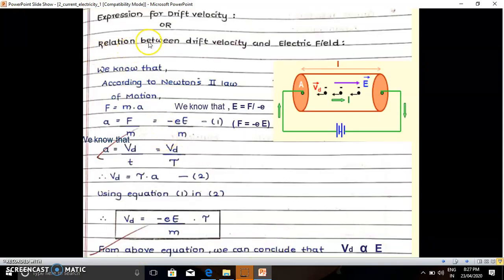Now the most important relation, this may come for 3 to 2 marks in the board examination: the relation between drift velocity and electric field, or the expression for drift velocity. The question may be asked in either type. So if you see the same figure, we know that according to Newton's second law of motion, force is equal to mass into acceleration. But this Newton's second law we have to apply with the electric field. Here force is the electrostatic force, mass is the mass of the electron, and a is the acceleration of the electrons during drift.